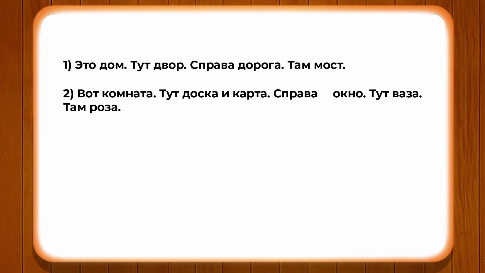Then we have "Вот комната," "комната" means room, "Тут доска и карта," "доска" means blackboard, "карта" means map, "Справа окно," "окно" means window, "Тут ваза," "ваза" means vase, which we did in the previous part, and "там роза," "роза" means rose. So, these are the words which you can combine together to make your own sentences. Here also you can see these sentences where we have used these words. All right, now let us go ahead.